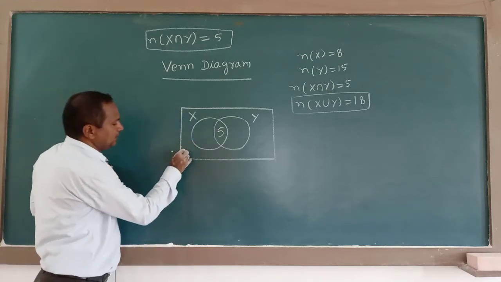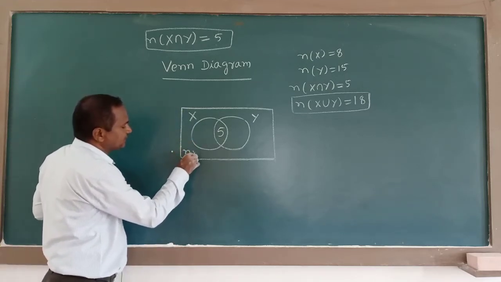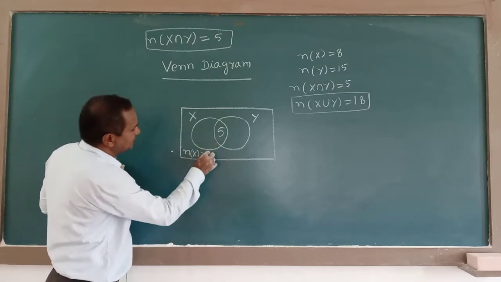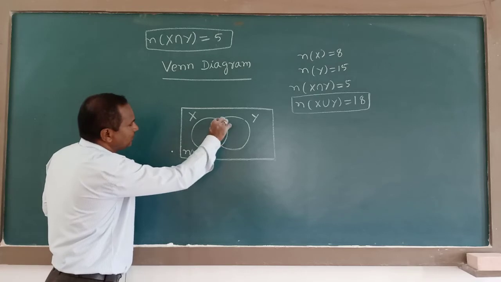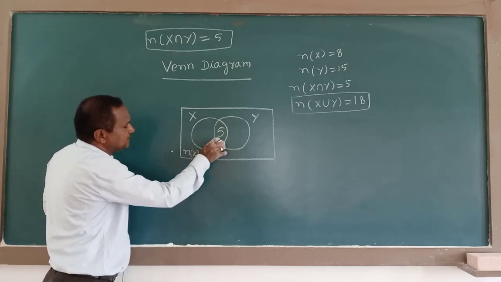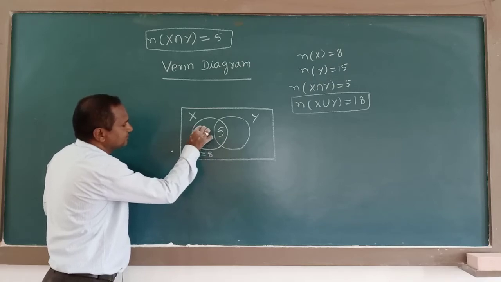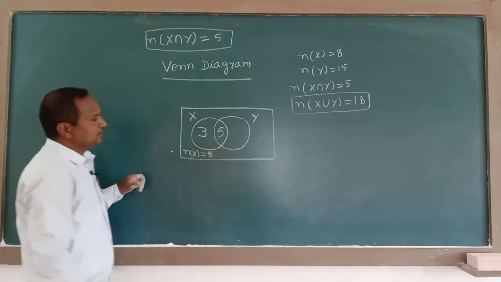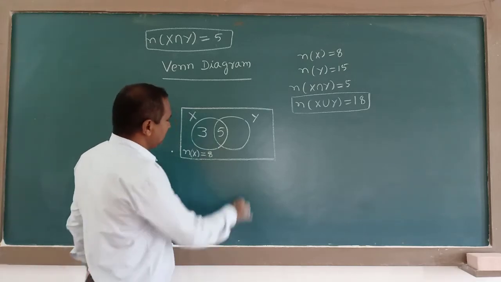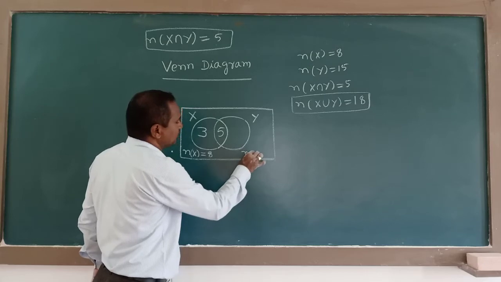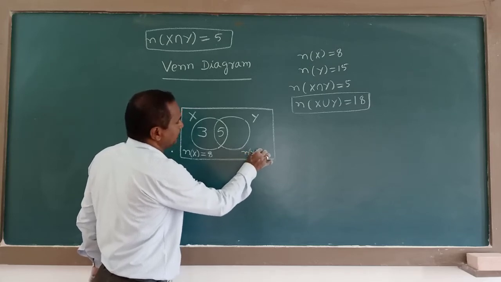Next, list out the elements for this. Because here, n of X, how many elements did they give? n of X is equal to 8, they gave here. But already 5 are there, so the remaining elements are 8 minus 5, which is 3. And 3 plus 5 is 8. Next, n of Y they gave in the question as 15.